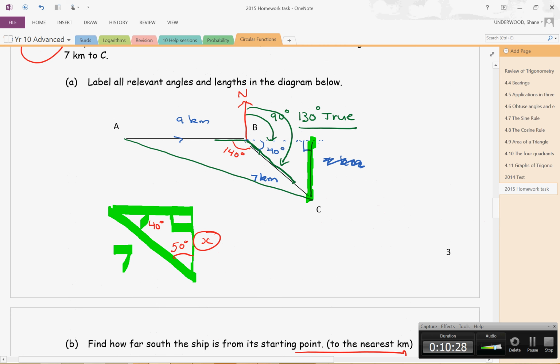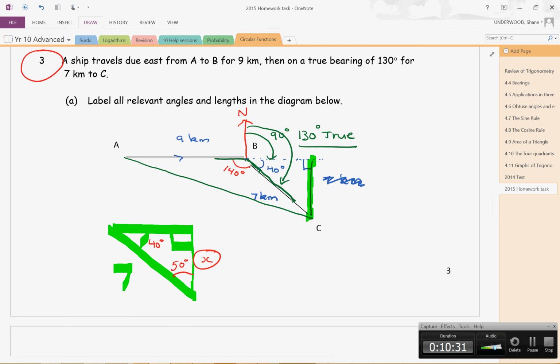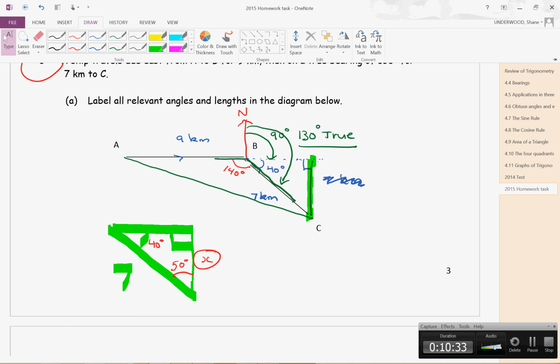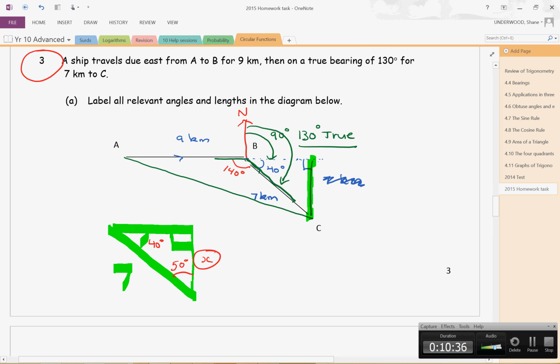So I'm just going to go back up here. And this time we've got to ask ourselves, what do we have? Do we use the sine or the cosine rule? We've got 2 lengths, which we know, and we've got the angle between them. So what rule are we using, the sine or the cosine? We're using the cosine rule.